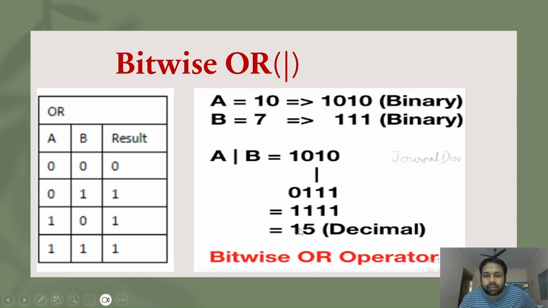The natural number we are getting here is 15. We call it a decimal number here. In mathematics, a decimal number is like 2.5, but here decimal number is not that. The natural number we call it a decimal number.